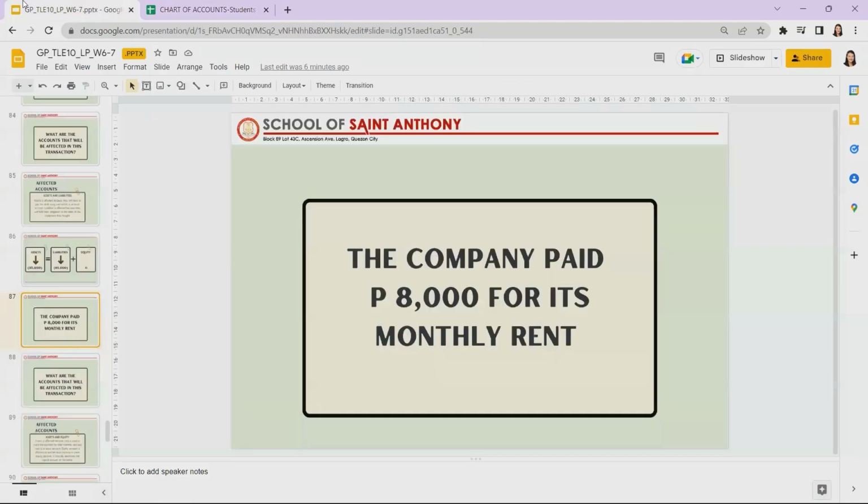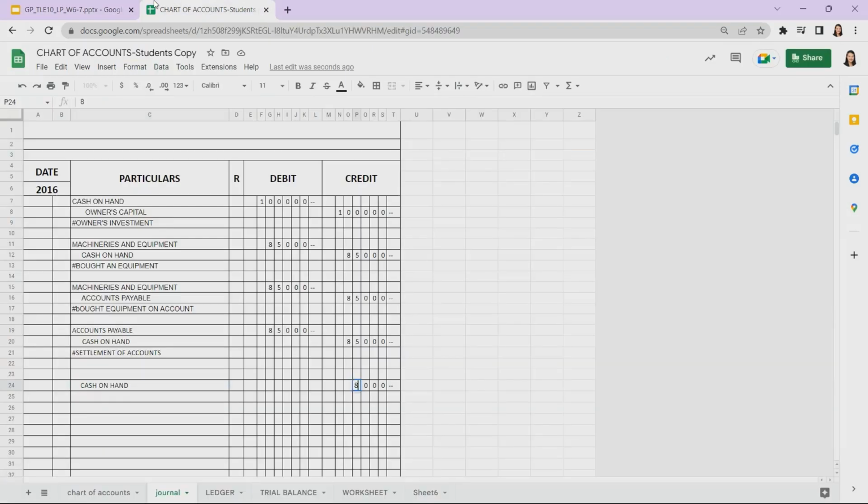It is 8,000. Okay. We paid 8,000 for its monthly rent. So, nagbayad tayo. Anong pinambayad natin? Cash. Ano nangyari sa cash natin nung nagbayad tayo? Nag-decrease. Anong account si cash? It is an asset account. And according to the rules of debit and credit, whenever cash decreases, it must be put on the credit side. That is why we have credit, cash on hand.